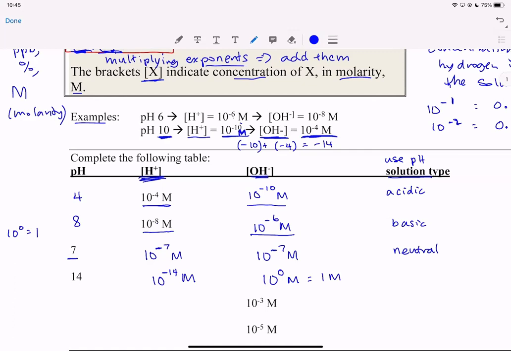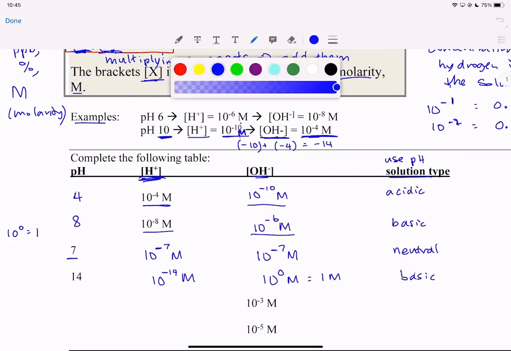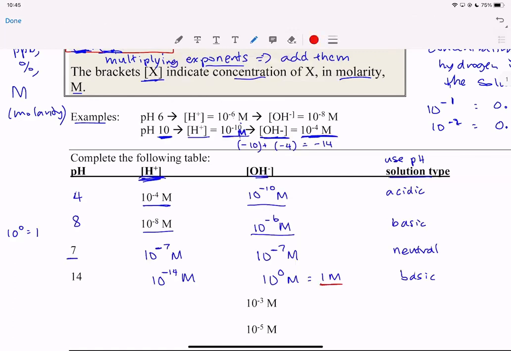The solution type, when it's 14, is a basic solution. And what that means is that this 10 to the 0, or 1 molarity, is a very high concentration of hydroxide ions. Remember, this is called hydroxide. That's what a base is. It has a lot of hydroxide and a very low concentration of the hydrogen ions, these H+.